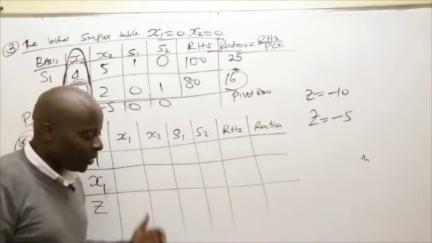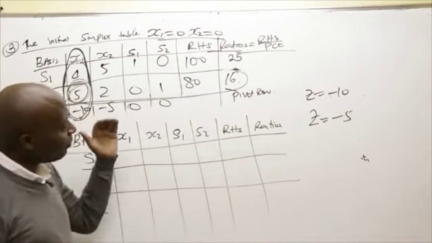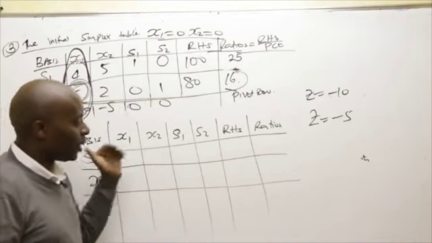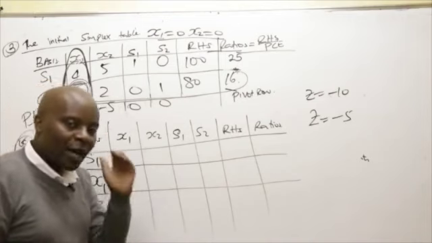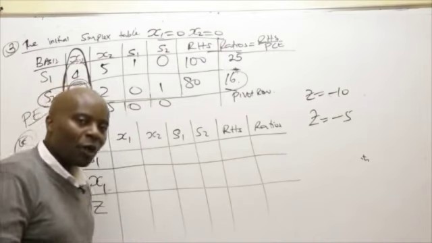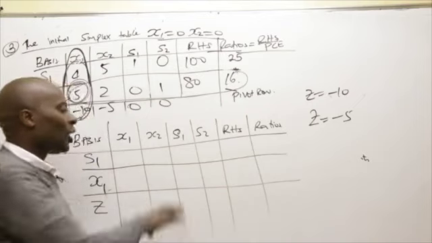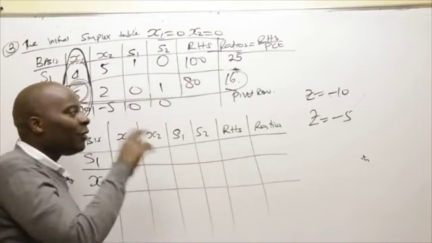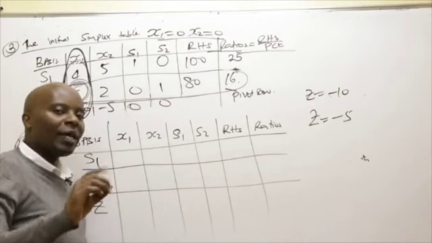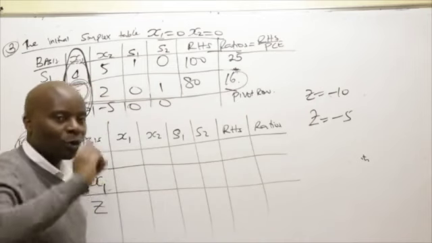Listen to me very carefully. Now I'm in the process of transferring my figures to this new table. For the very first row, we normally use what we call row reduction. The very first row that we shall transfer to this new table is the pivot row, after ensuring that the pivot element is equal to 1.